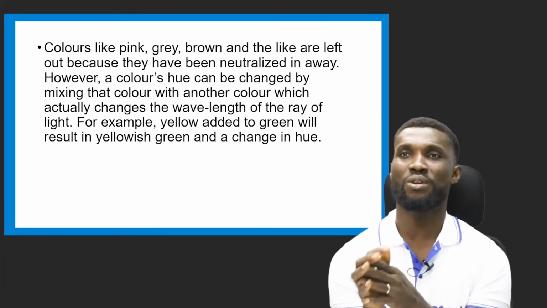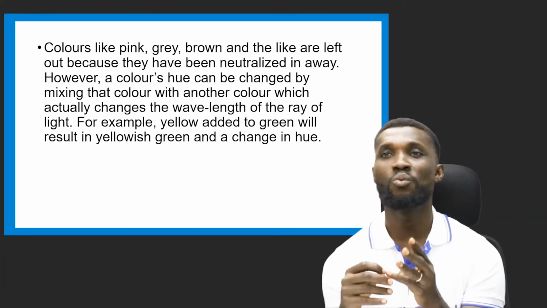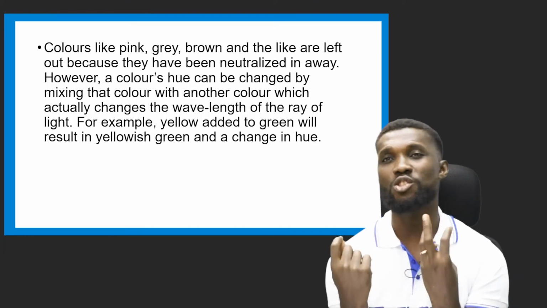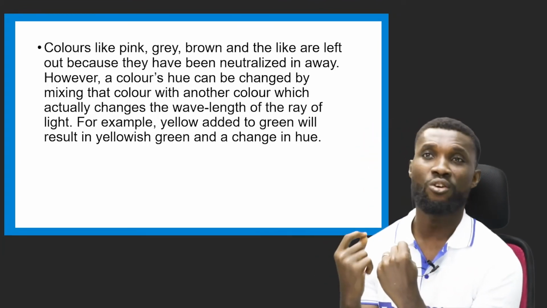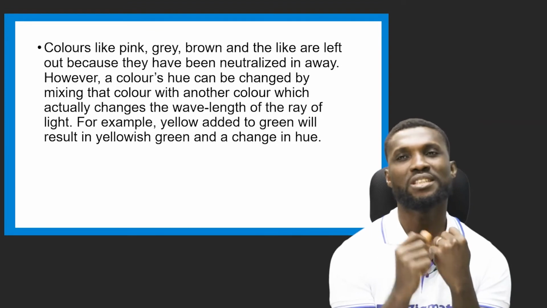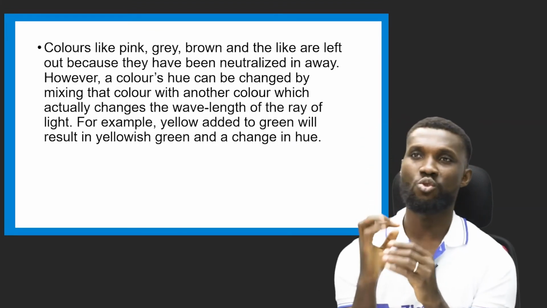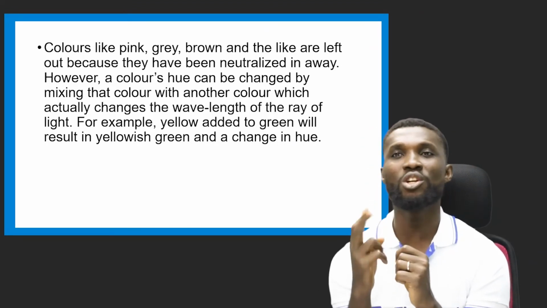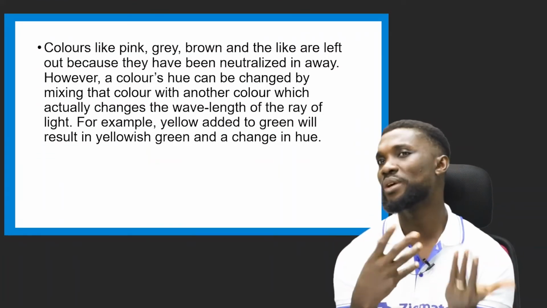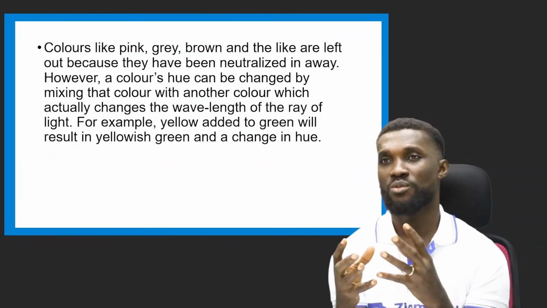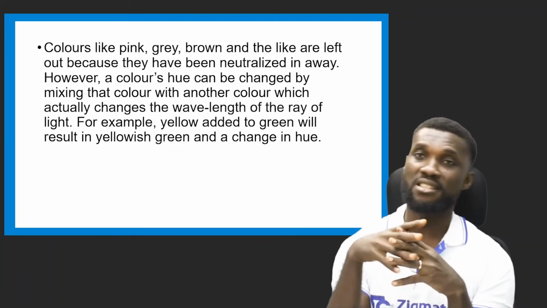However, a color hue can be changed by mixing the color with another color, which actually changes the wavelength of the ray of light for that color. For example, yellow added to green will result in a yellowish green. That is yellow green, and the color changes, which affects what? The hue of that color.